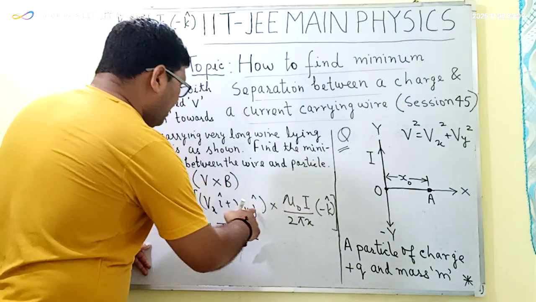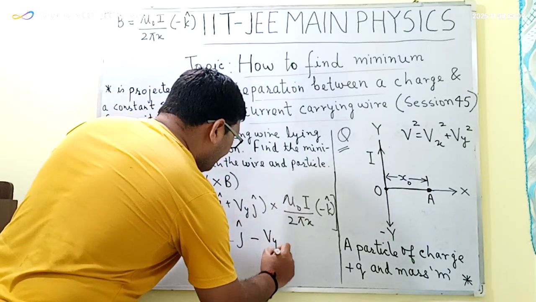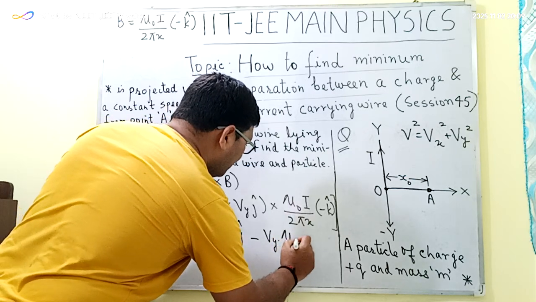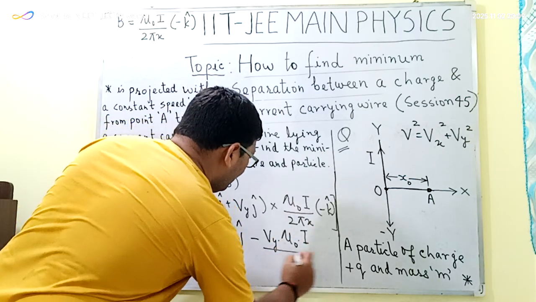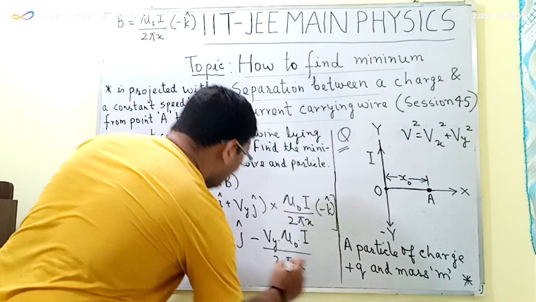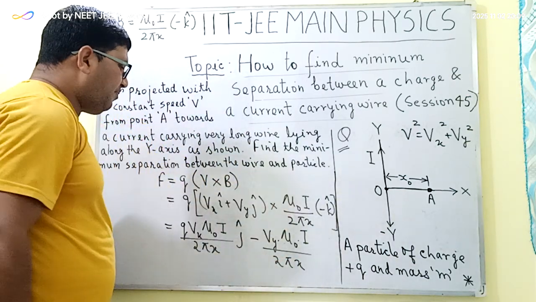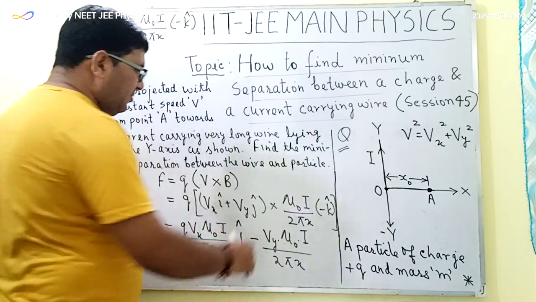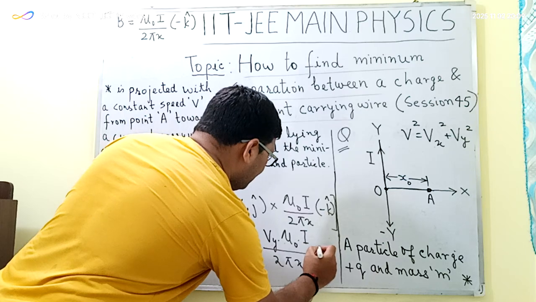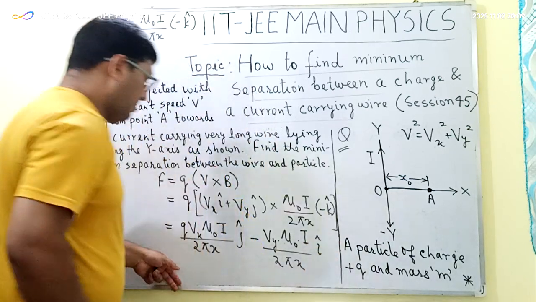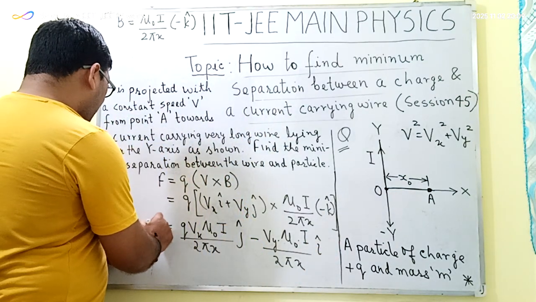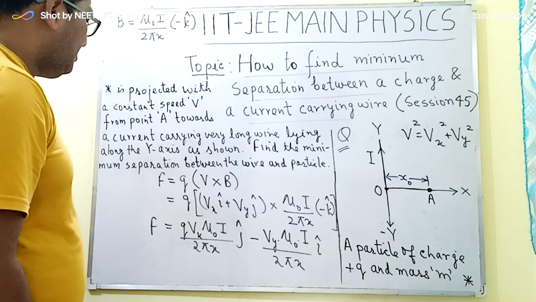And here I will be getting vy mu naught I upon 2 pi x, and here j cap cross k cap will be giving us i cap. So this is the force exerted on the charged particle.